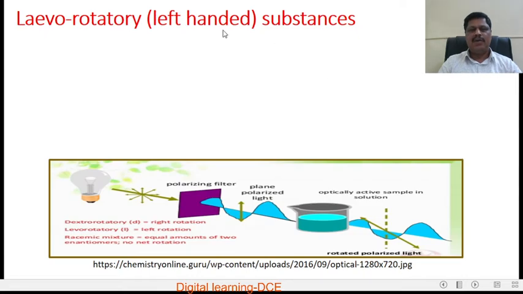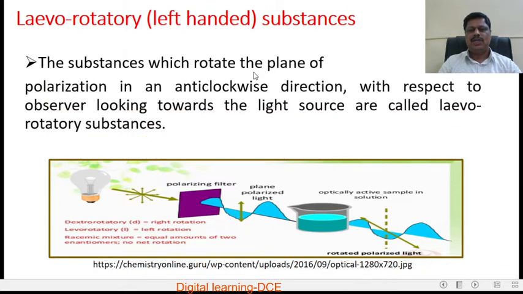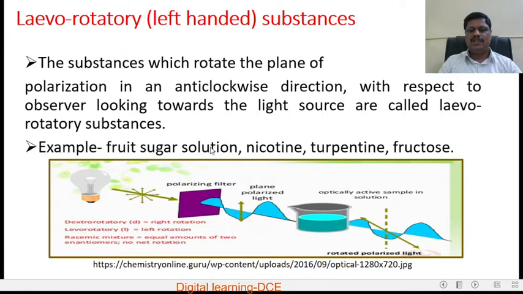The second one is levorotatory or left-handed substances. The substances which rotate the plane of polarization in an anti-clockwise direction with respect to an observer looking towards the light source are called levorotatory substances. Examples: fruit sugar solution, nicotine, turpentine, fructose, etc. This diagram shows how the plane polarized light is rotating in the anti-clockwise direction, or towards the left of the observer, by looking against the light source.